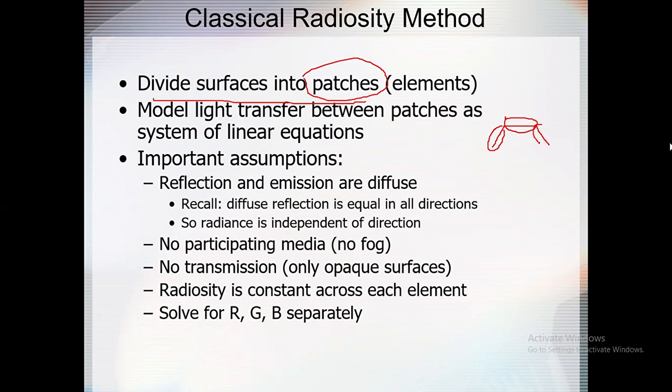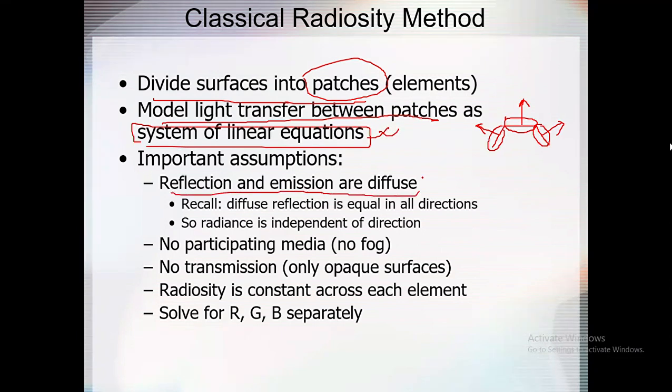and this patch separately, because the normal to that surface is in that direction, the normal to that surface is in another direction, and the normal to that surface is this direction. So I have to compute all the patches and model light transfer between patches in a system of linear equations. So I have to solve this as a linear equation. And what are the important assumptions?